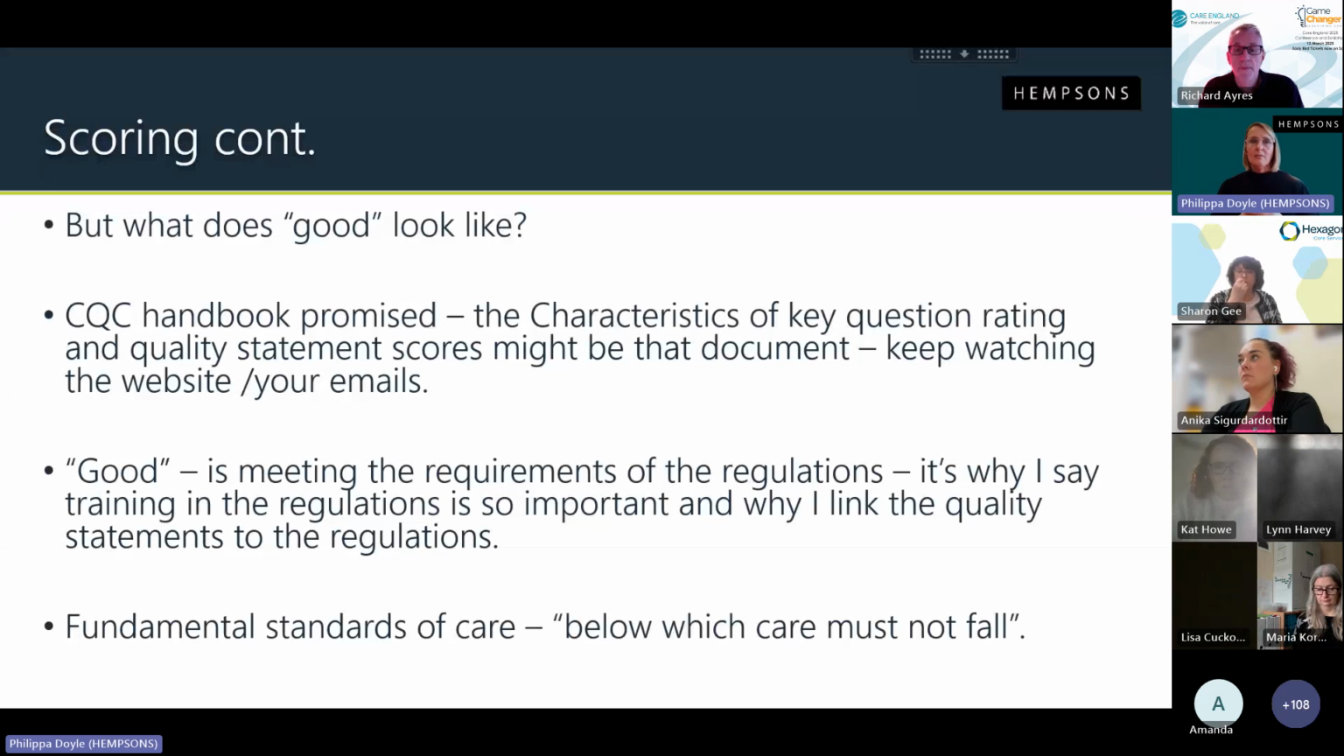And the fundamental standards of care themselves describe them as being below which care must not fall. So if your care does drop below that level, that's when you're going to start falling into those requires improvement or, worse still, inadequate categories. So meet the fundamental standards of care and you should be pretty much sorted.